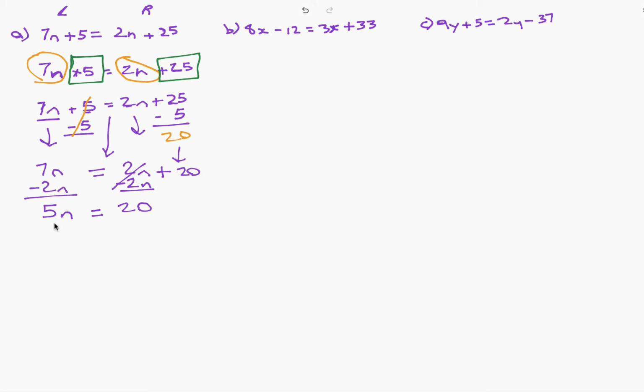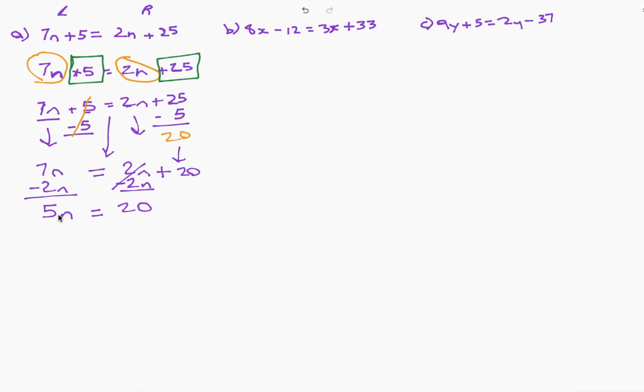So now n is doing better. However, n does not like company. N wants to be by his or herself, right? N wants to be by himself. So we're going to work on that. So what do we need to do now? Identify what's going on here.